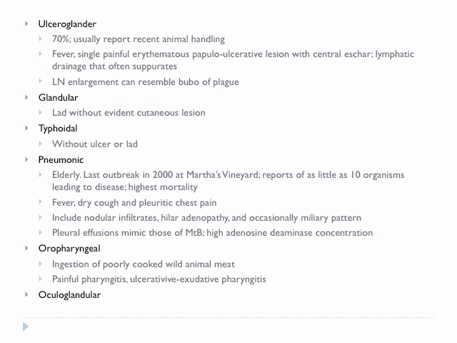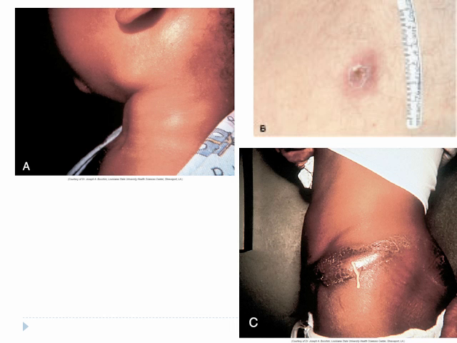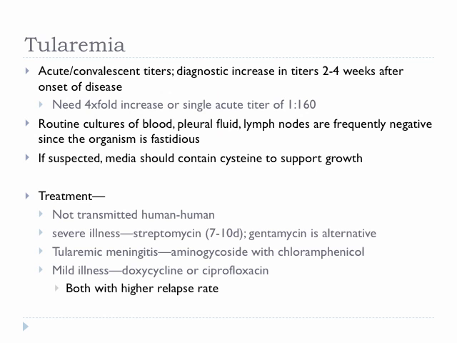Pulmonary presentations are nodular infiltrates with pleural effusions that mimic those of Mycobacterium tuberculosis. They also have a high ADA concentration in the pleural fluid. These are pictures of ulceroglandular tularemia with the marked lymph node enlargement and lymph nodes that suppurate and kind of ooze out, and the eschar also being present.